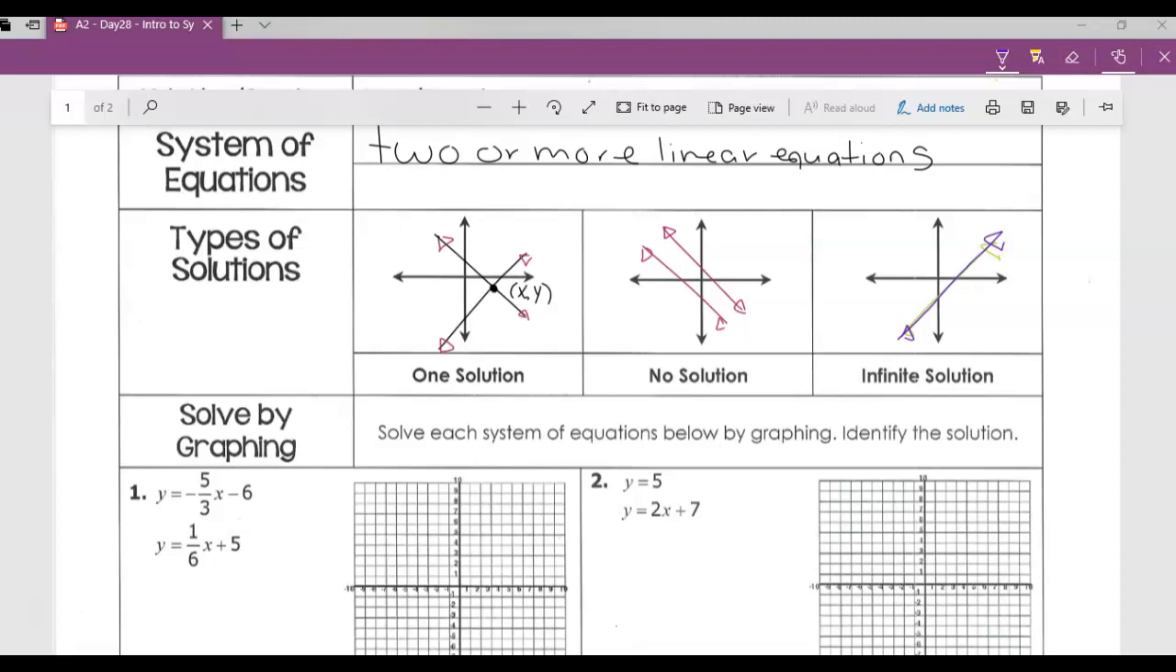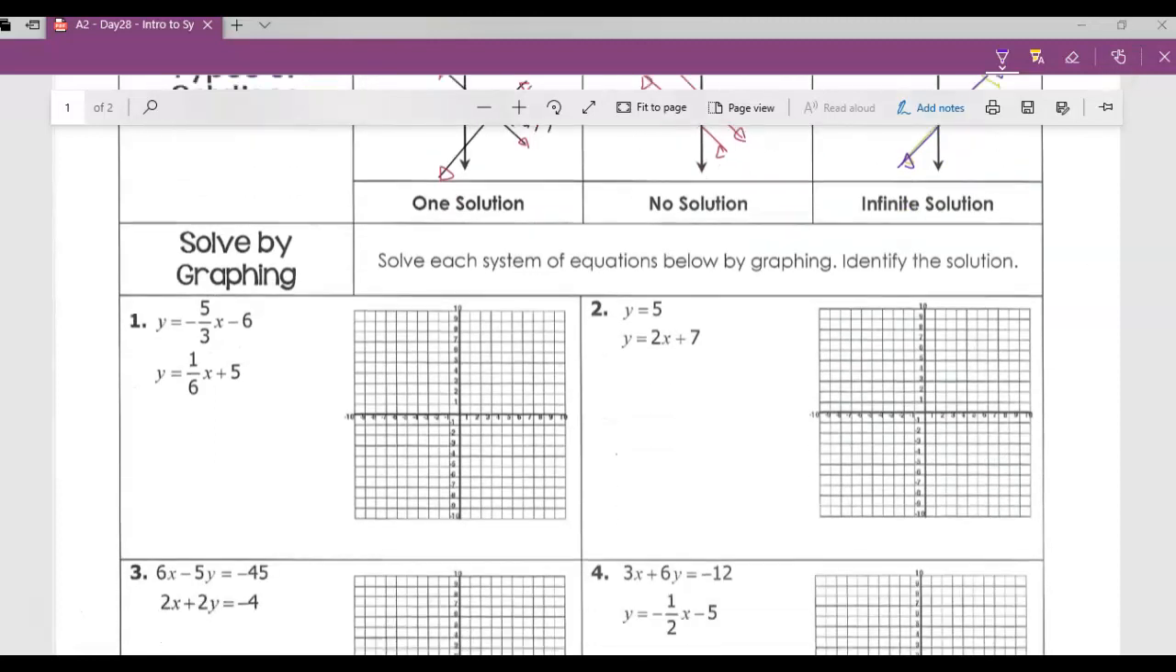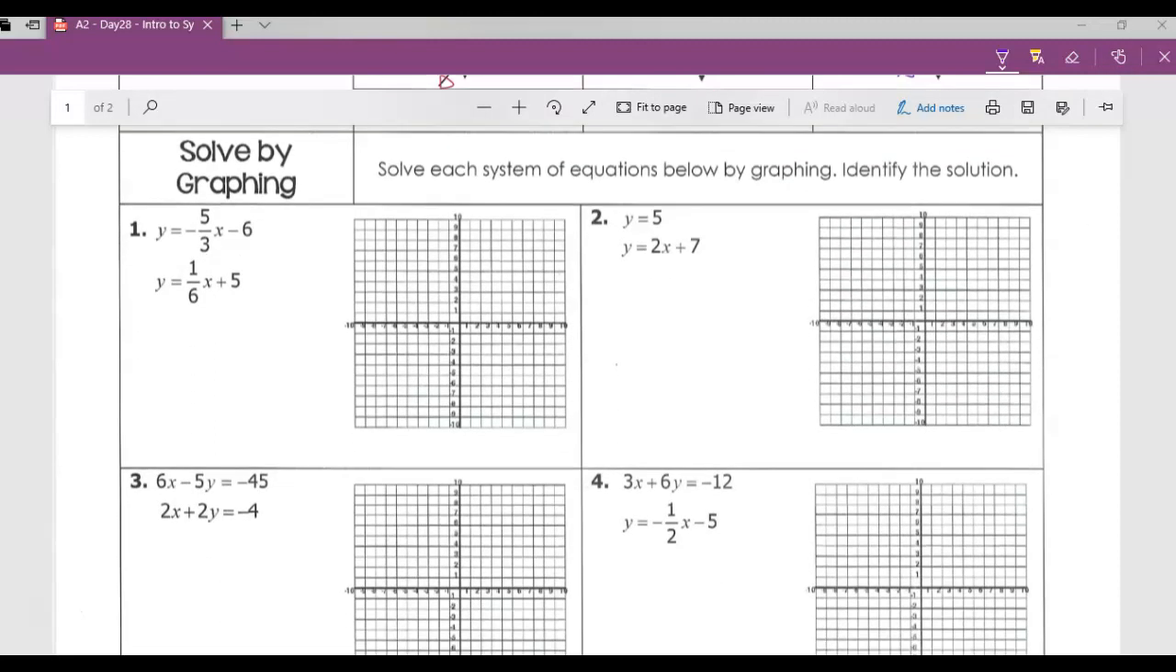Mathematically, these will show themselves in different ways. So let's go ahead and begin our examples down here. Below it says solve by graphing. Solve each system of equations below by graphing. Identify the solution. So knowing what we know about graphing linear equations, we should make quick work, hopefully, of this.